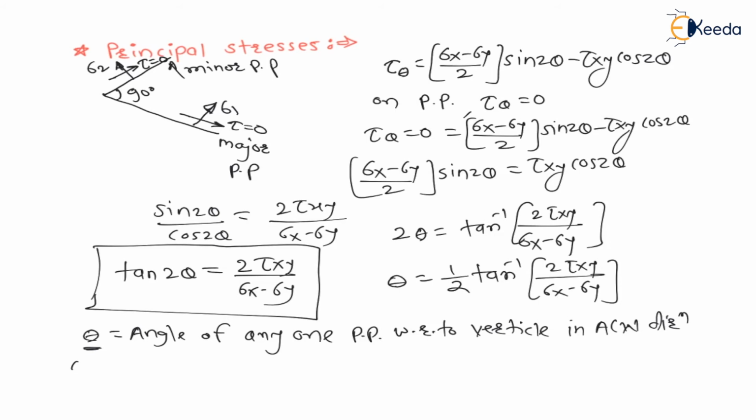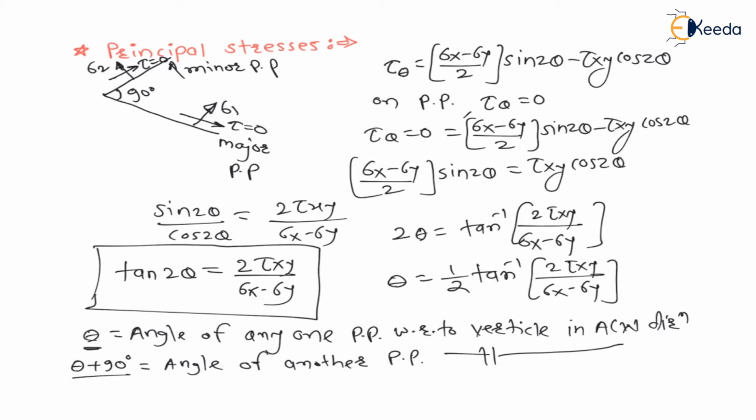And if I add 90 degrees to this theta, that is theta plus 90 degrees, this is the angle of another principal plane. Whatever may be the remaining principal plane, for this principal plane, theta plus 90 degrees will be the angle of the other remaining principal plane with respect to vertical plane in anti-clockwise direction. This is again important. Right. Now we have to see maximum shear stress.